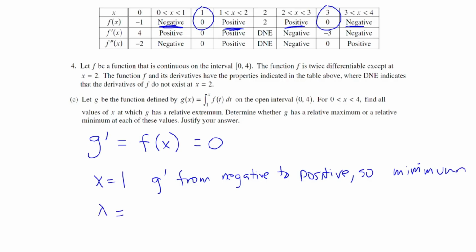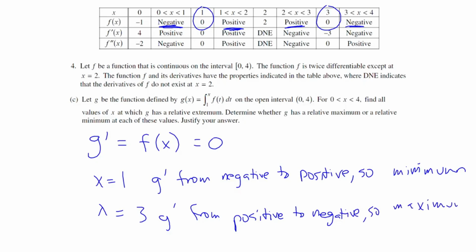And at x equals 3, g prime goes from positive to negative, and therefore that is going to be a maximum. And they gave you 3 points for that: 1 for noting that g prime was f, and then 1 for the 2 critical points, and 1 for the 2 explanations.